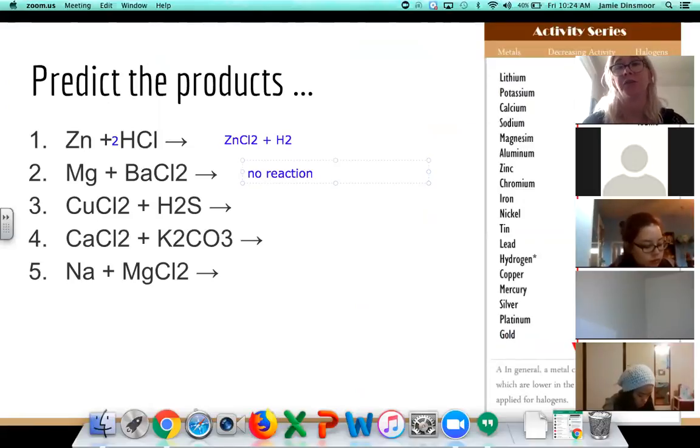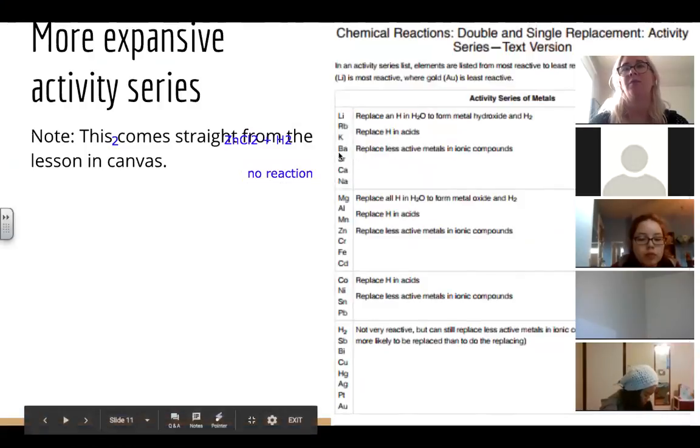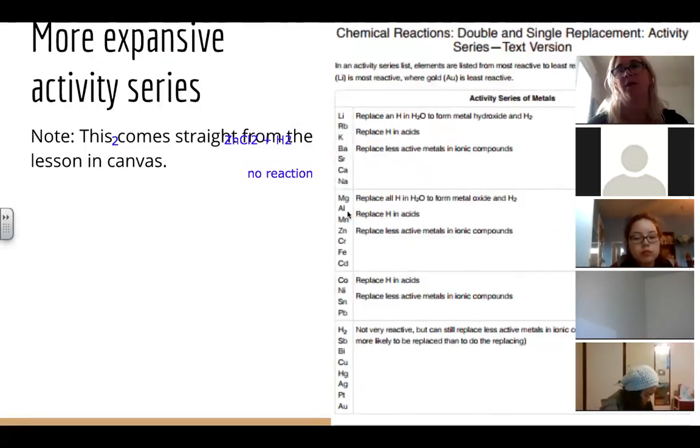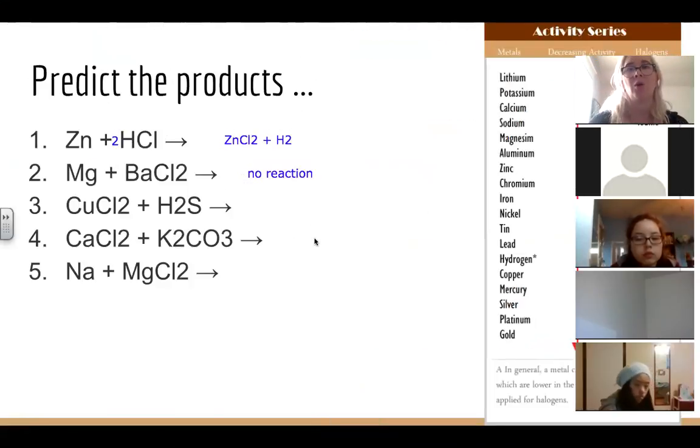You guys are going to like when there's no reaction because it's the least amount of work. You just write no reaction and you're done. Okay, so all I did was consult the activity series. Again, this is like a condensed version, so it doesn't have every single one. If you don't see the element that you're looking for, then go to the more complex activity series that has everything listed and make sure that barium is not below magnesium and it's actually above, so no reaction. Okay.